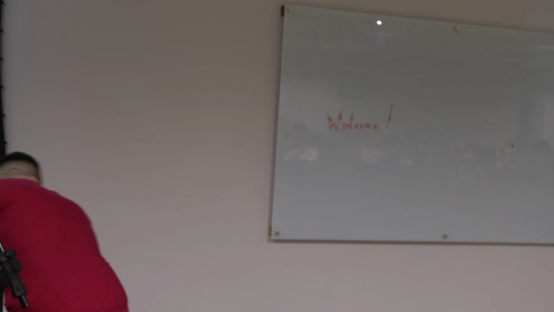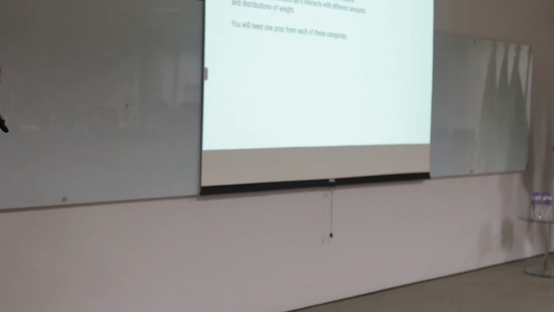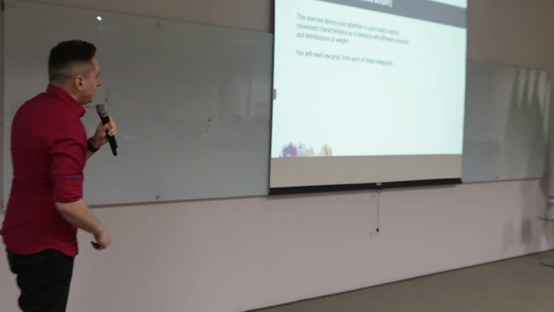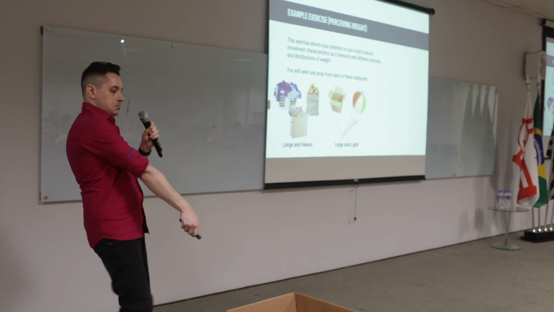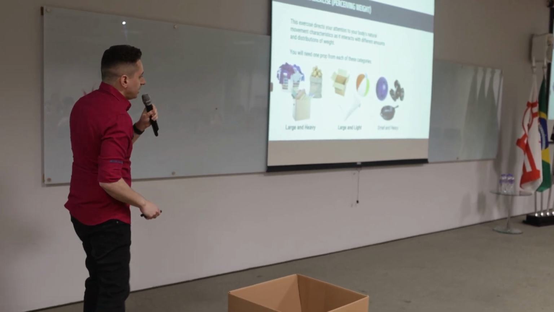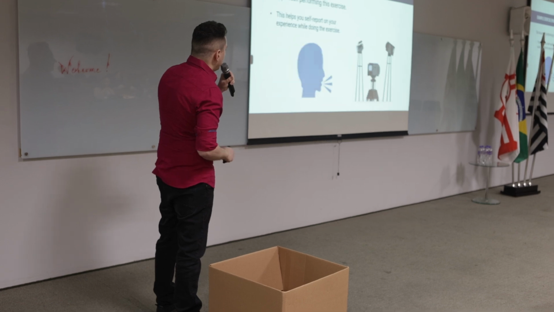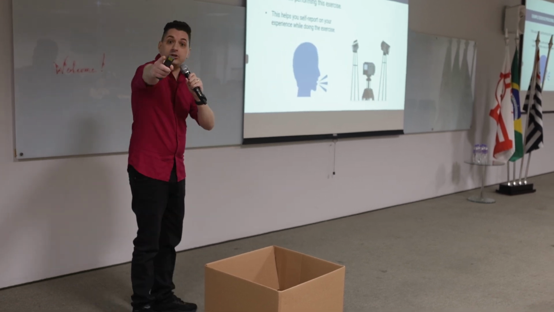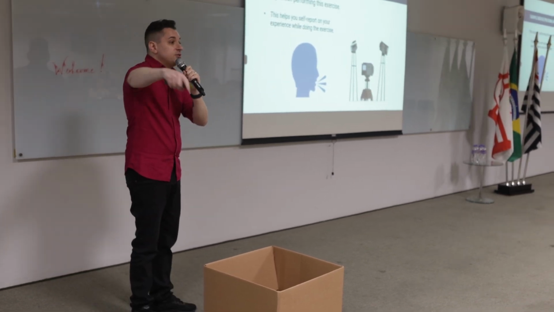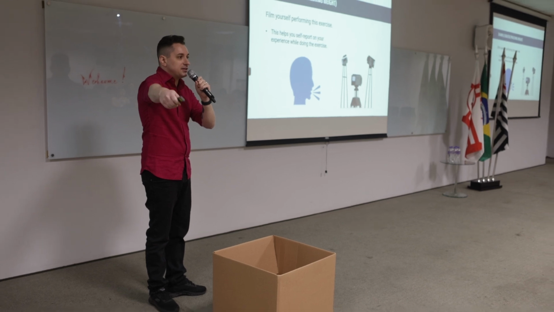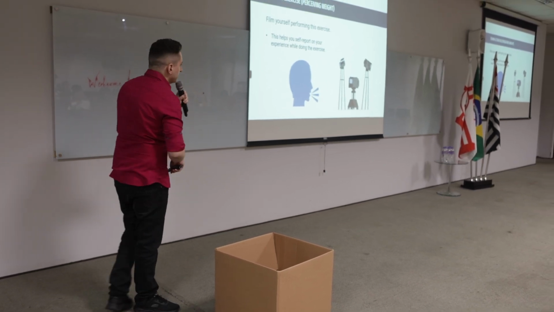We got a box. Here's the box. You'll need one prop from each of these categories: something large and heavy, something large and light, something small and heavy, something small and light. Right? So here with this, you would also be recording it so that you have the chance to do some talk aloud protocols, basically, report on what you're feeling as you're going through it.